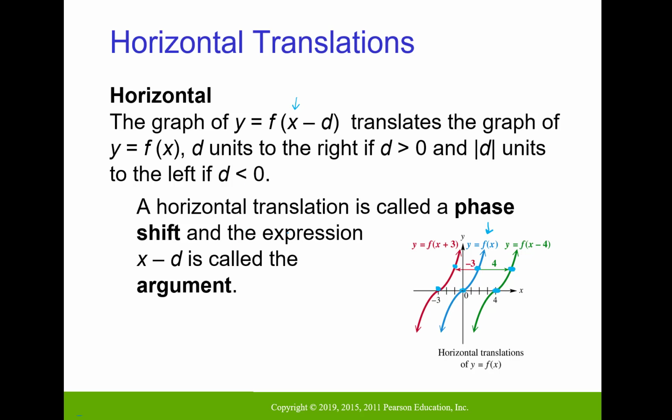When we have a horizontal translation, we also call that a phase shift, if you've ever heard that before. So horizontal translation or phase shift. And then the expression inside of your function, so like cosine of x minus d or sine of x minus d, that part we're calling the argument.